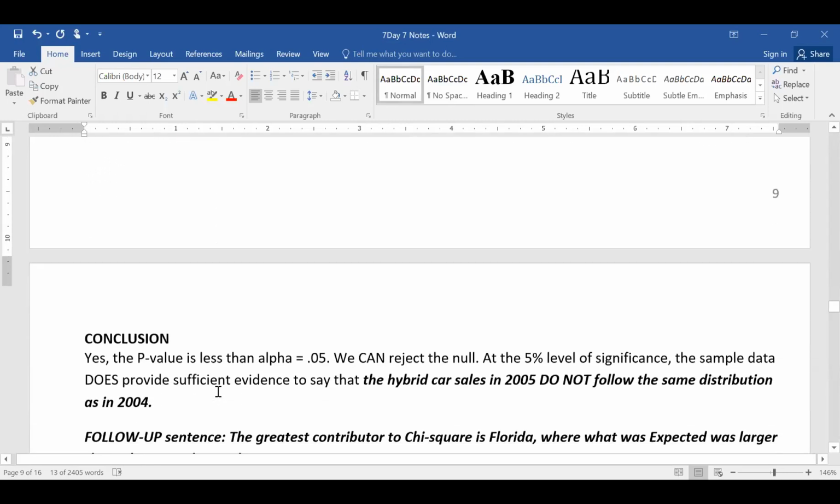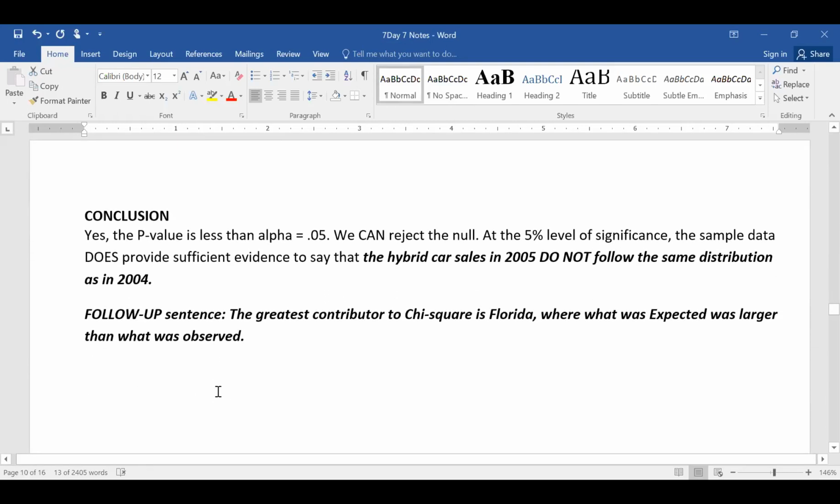All right, let's do the conclusion. So yes, our p-value is less than alpha because it's very small. We can reject the null. So at the 5% level of significance, the sample does provide evidence to say that the hybrid car sales in 2005 do not follow the same distribution as in 2004. So that's what we're saying. It doesn't follow it. Something is different.